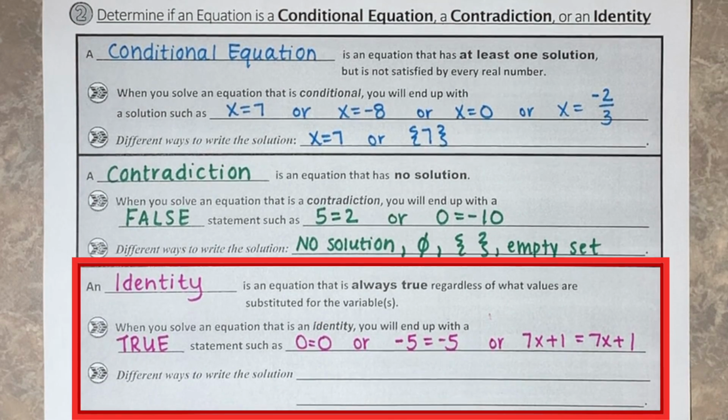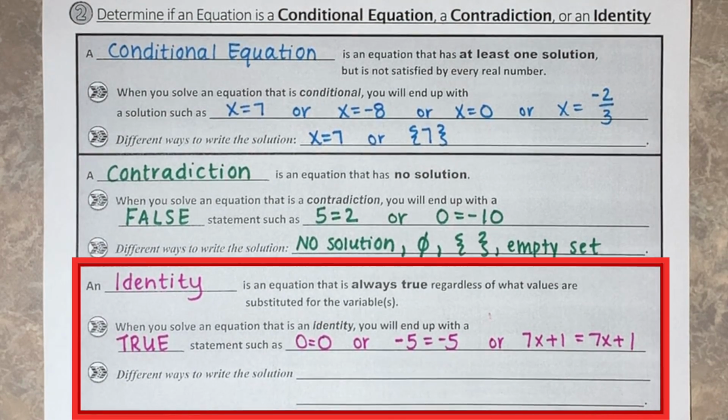The important thing is that when you're solving an equation that's an identity, at some point during the process of solving the equation, you will end up with both sides of the equation being identical. What that means is that the solution is every single real number. You could plug any number into your equation, and any number will make the left side of the equation equal to the right side of the equation.